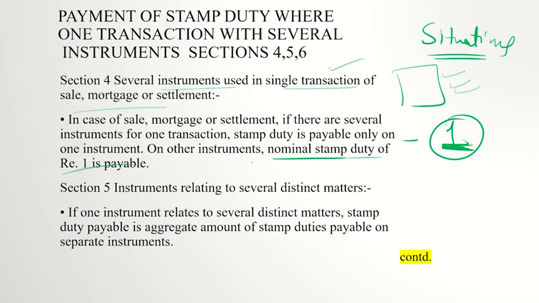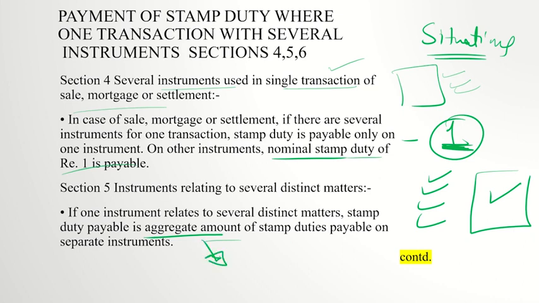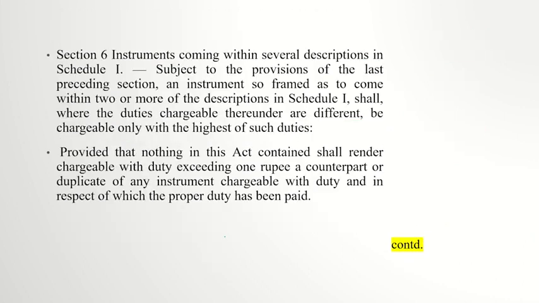We have to understand this clearly. If one instrument relates to several distinct matters, then stamp duty is payable on the aggregate amount. That's why I told you, we cannot say, oh, only 1 rupee. No. For 3 items, 4 items, whatever it is, we have to pay the total stamp duty, whatever the value. And then we have to make sure that it comes to the aggregate amount. That is very important.